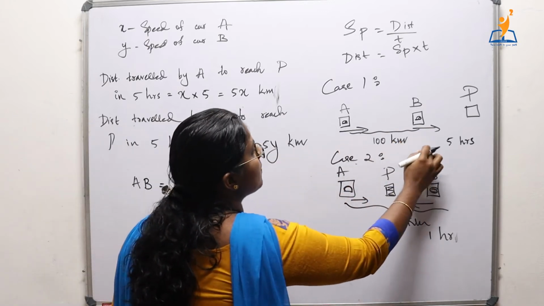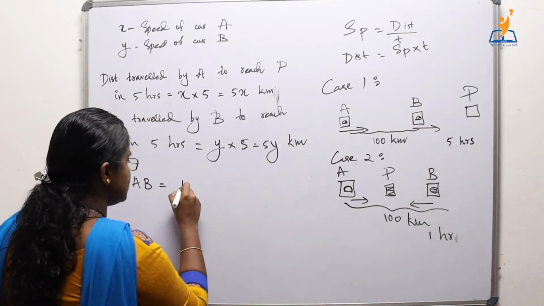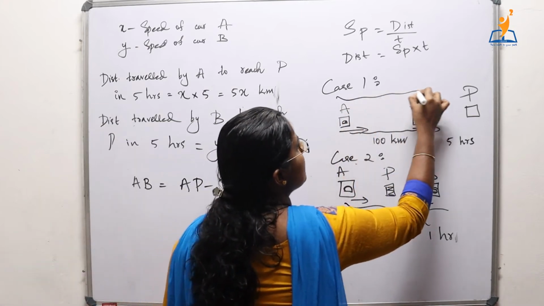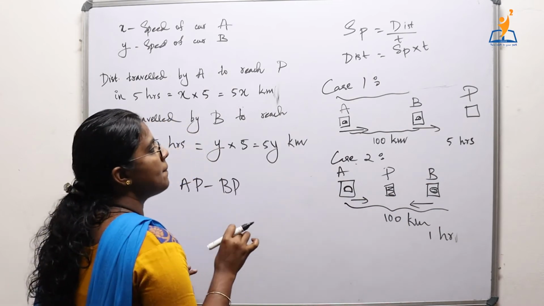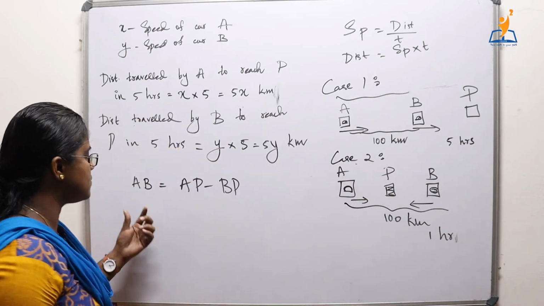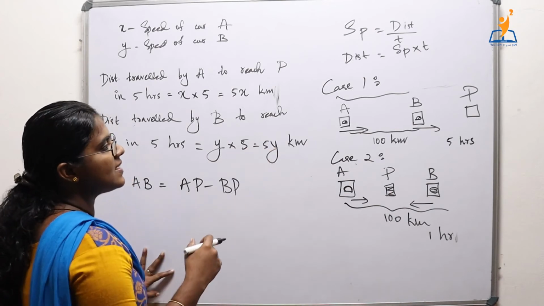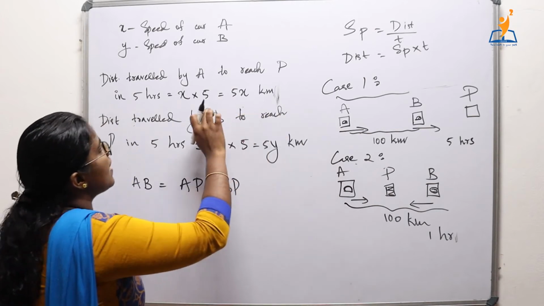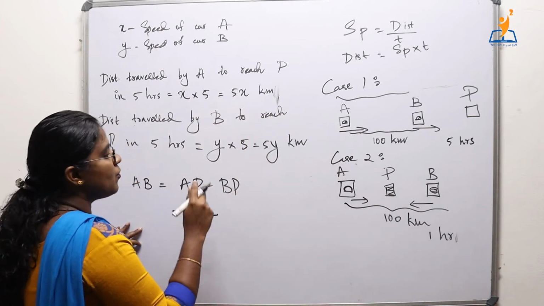So we know that AB can be found out by AP minus BP. This is AP and subtracting BP from AP will give us AB. So AB is equal to AP minus BP. What is the distance AP? It is the distance travelled by car 1 in 5 hours, that is 5x kilometers. And what is BP?